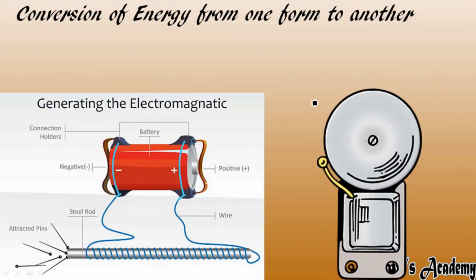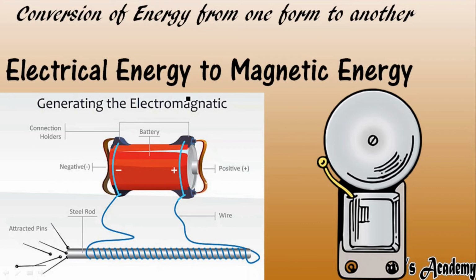Next we have a battery, a solenoid or an electric bell. Here we are giving electricity and we are getting a magnetic effect. Okay, electricity we are giving. So in the electric bell also we get a magnetic effect. That's why it is attracted and strikes the gong. So here electrical energy is converted into magnetic energy.